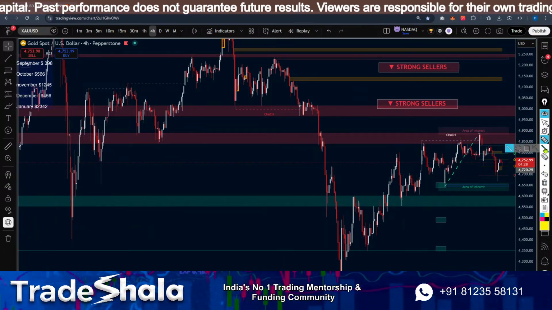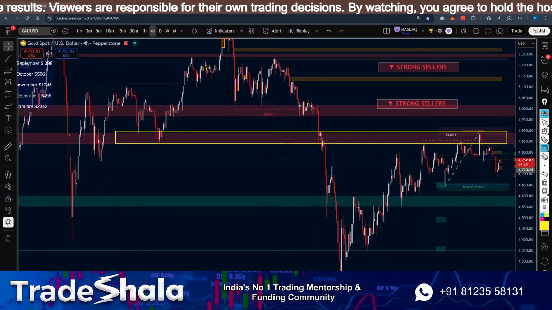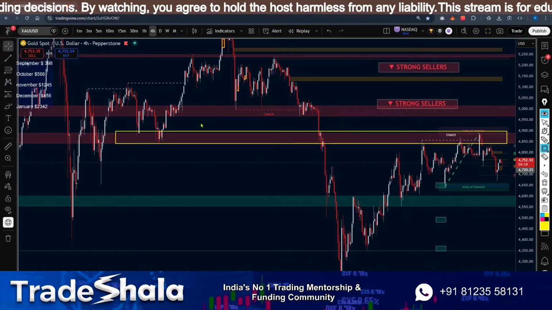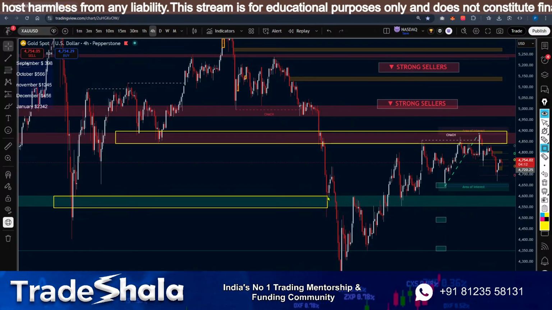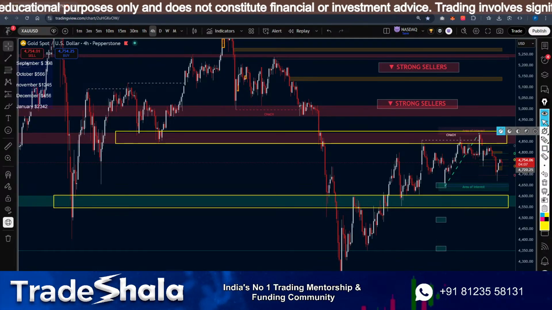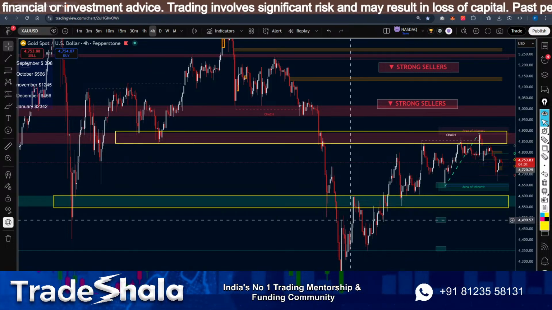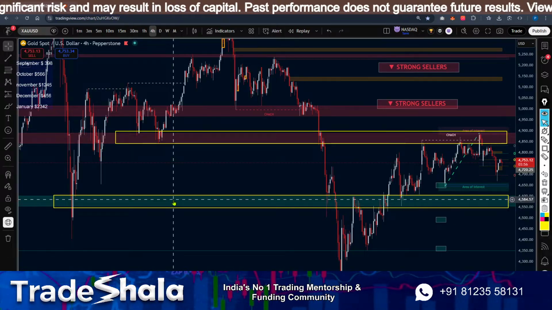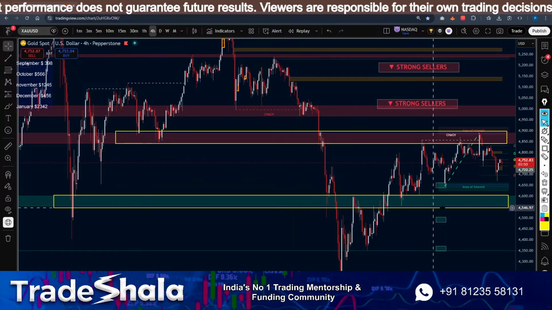So this level over here is acting as a strong support, we broke it, and now it is acting as a resistance as well. Another form of level which I'm seeing is this support level, this one and this one. These are the levels which I actually see, guys. I really don't see anything else. These are the strongest levels we currently have in the market right now. It's either going to be this or it's going to be this.